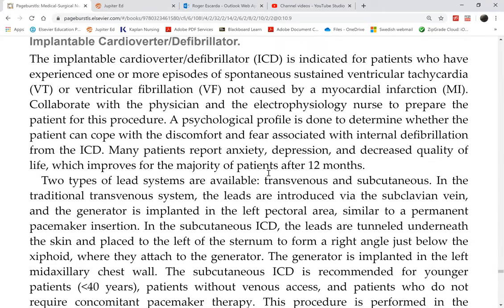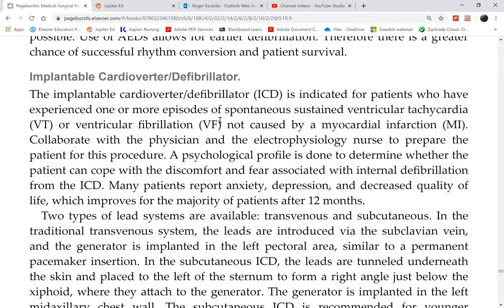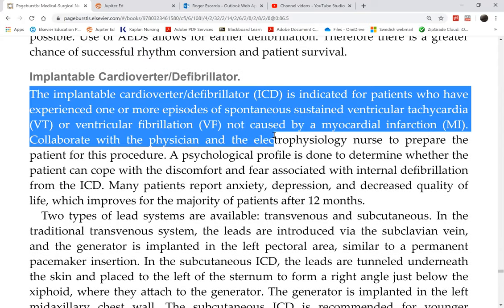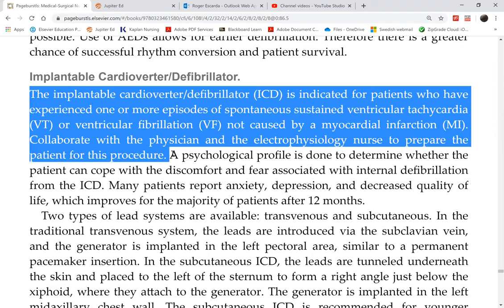And then lastly is ICD. Thank you for reading, Miss Lauren. The implantable cardioverter defibrillator is indicated for patients who have experienced one or more episodes of spontaneous sustained ventricular tachycardia or ventricular fibrillation not caused by MI.